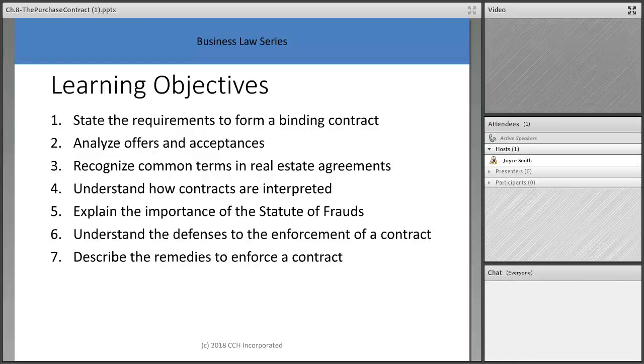We're going to talk about offers and acceptances. We'll talk about common terms in real estate agreements, again, what we reviewed. How contracts are interpreted. This is where we're talking about when something's written initial versus typed in versus addendum. We'll explain the importance of the statute of frauds. Understand defenses to the enforcement of a contract, and also describe remedies to enforce the contract.